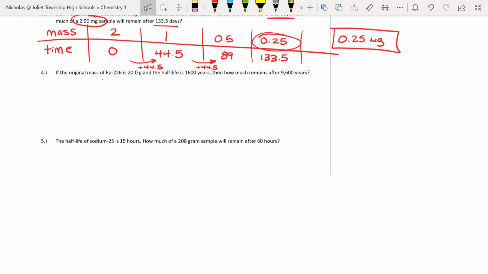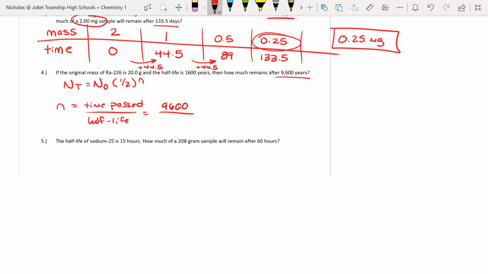Okay, let's take a look at number 4. Number 4, let's go ahead and use the half-life equation if we can. So let me write that out. N_t equals N_0 times 1/2 to the n. First step is going to be define n. n is the time passed over the half-life. Okay, the time passed, it says, is how much remains after 9,600 years. And the half-life is 1,600 years.